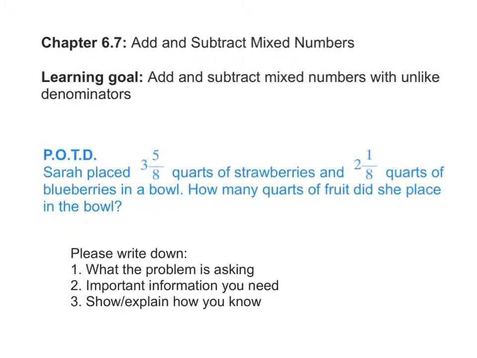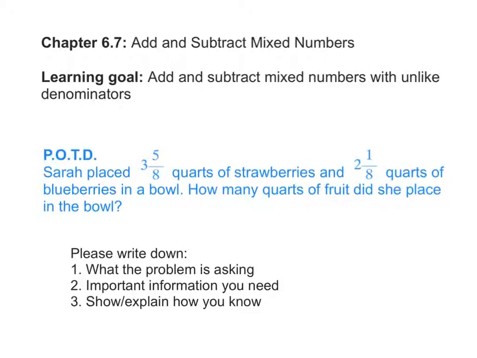So we are moving right along in chapter 6. So far we've learned how to find factors, and then we've used those factors to find a common multiple in order to find a common denominator in order to write equivalent fractions. We learned all of that so we could do what? Add and subtract fractions that have different denominators, right?